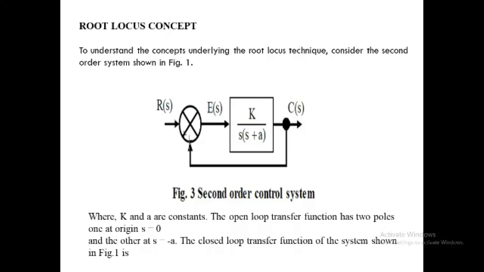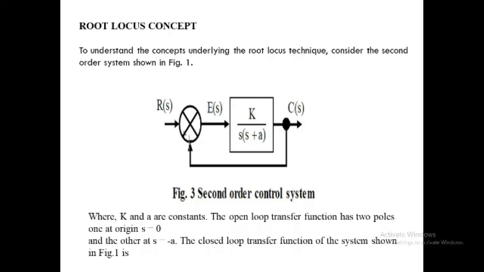The characteristic equation of a closed loop system is obtained by setting the denominator of the right hand side of equation 2 equal to 0, that is, 1 plus G(S) H(S) equals S square plus AS plus K equals 0.